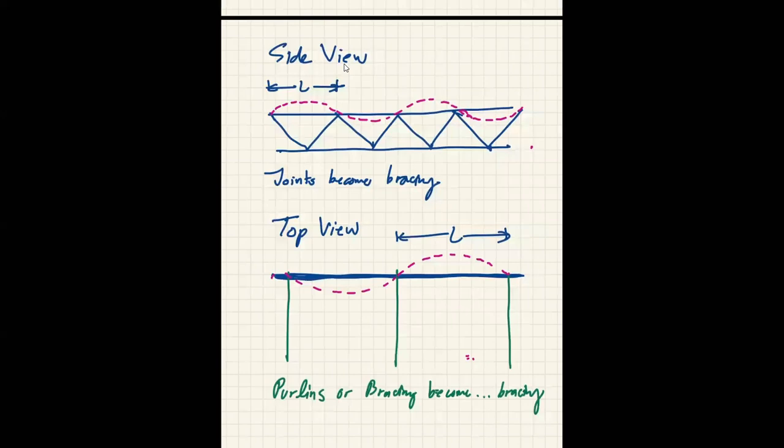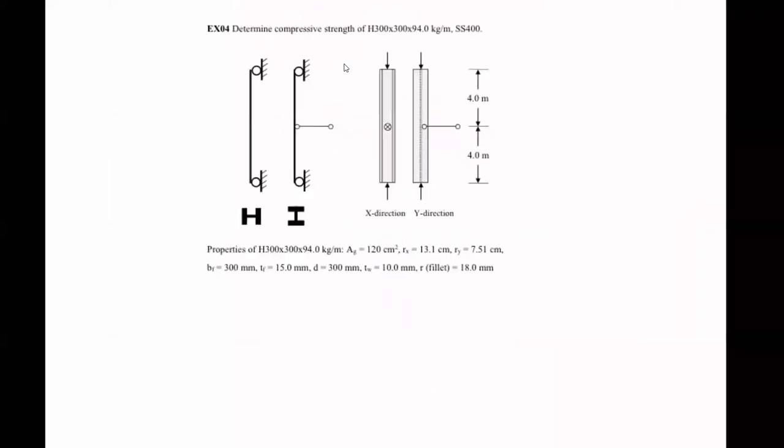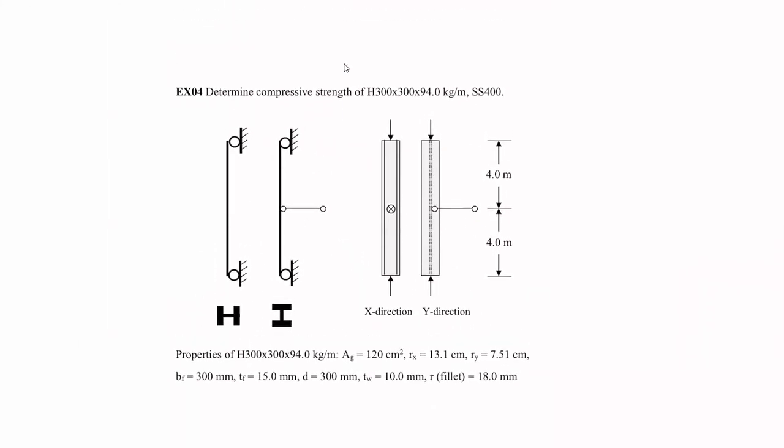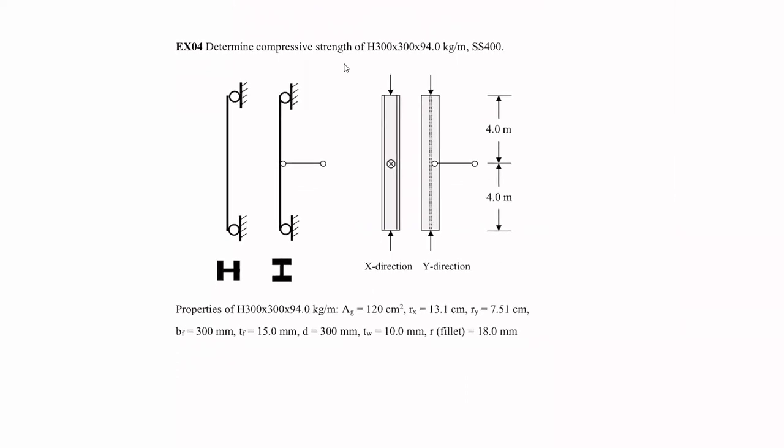Let's say you can check this one here. Example number 3. We have a member, but this is not the design just yet. It's just the investigation of the strength of one member.